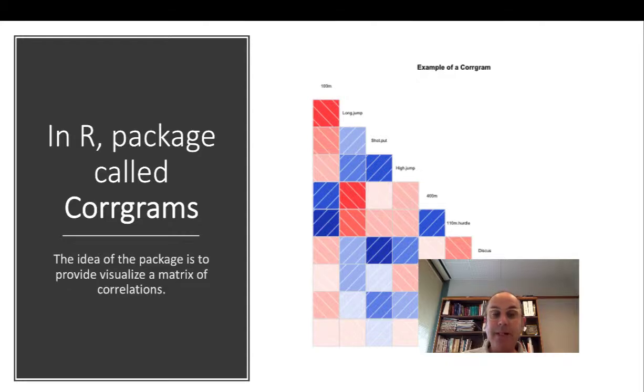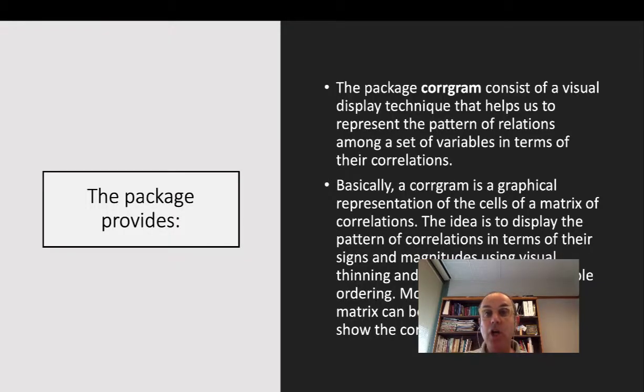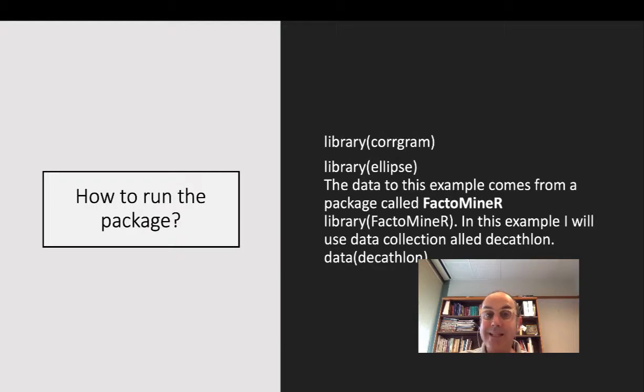In R, there is a package called corrgram, and the idea behind it is the ability to show shades of the data set that we have. So the idea here is that corrgram consists of a visual display, and its ability to show a representation of the cells of a matrix in correlation. We are trying to show the variables and compare them to other variables in this data set.